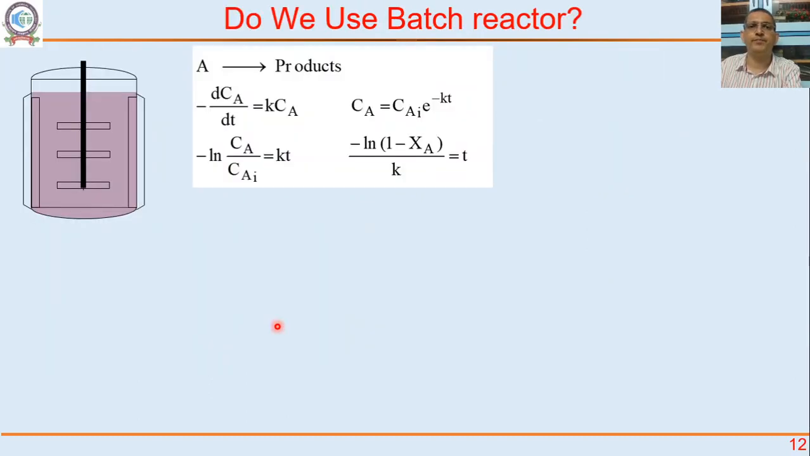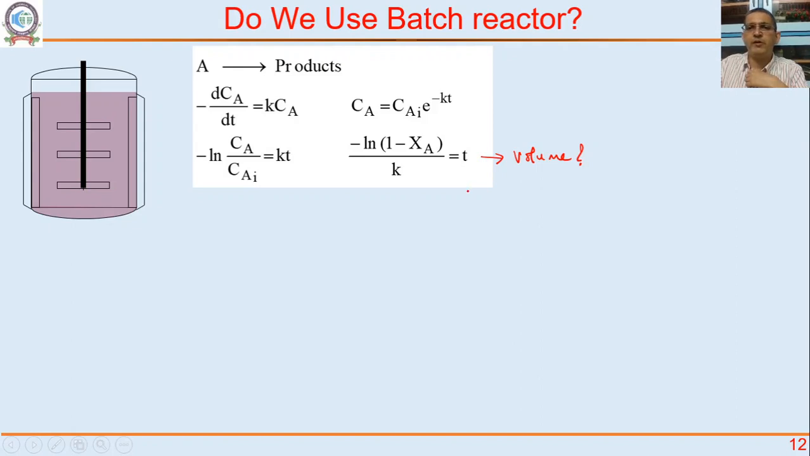Use an Excel sheet. Batch reactor. If I take different temperatures, let's say 120, 150, 180, 200, 220, 250, I can calculate the rate constant. I can calculate the batch time. How do I calculate volume? How do you get volume?